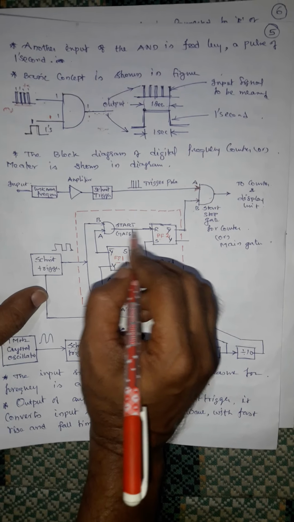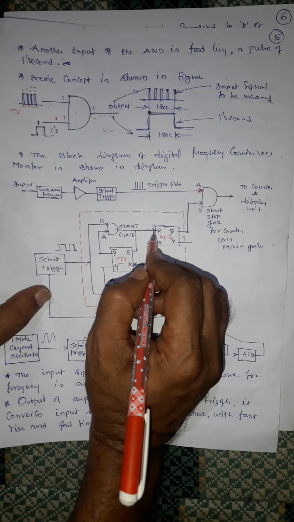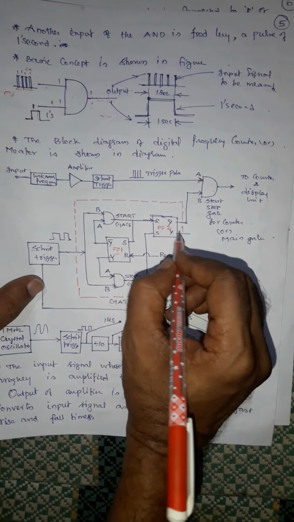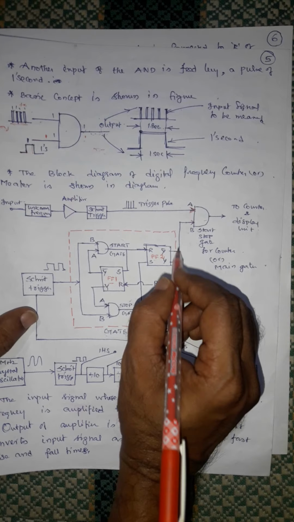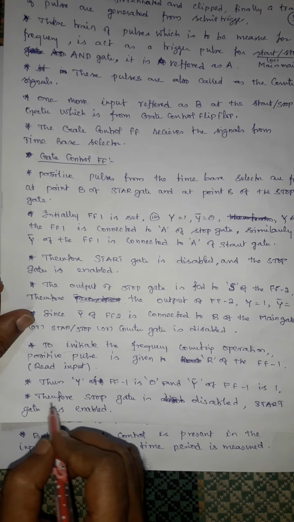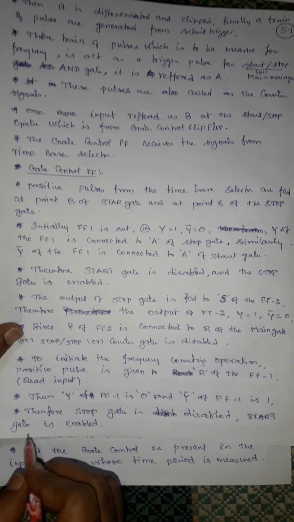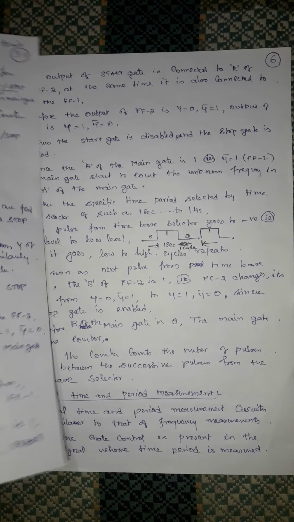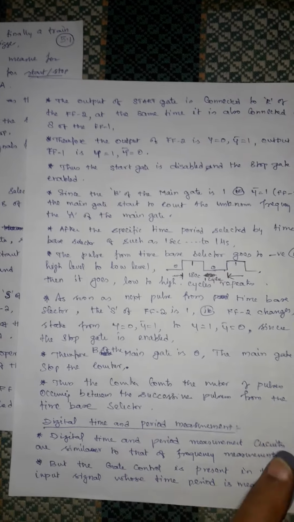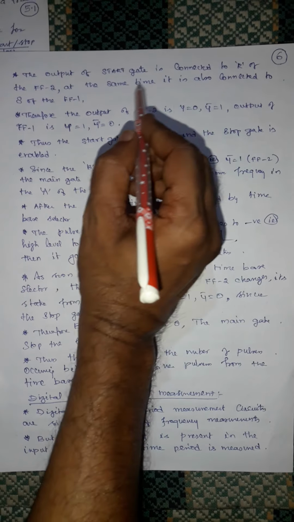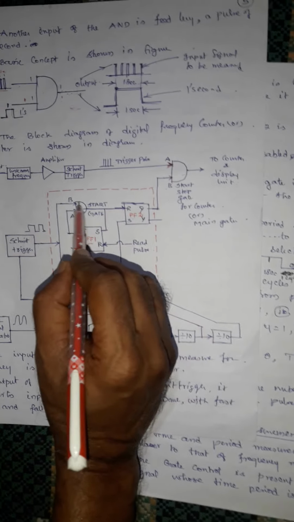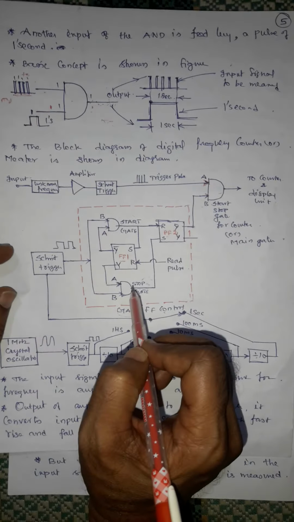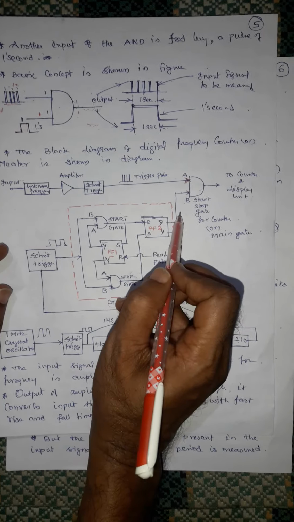Okay, start gate is enabled. The output of the start gate is given to r, that is, reset. Therefore y equal to 0, y bar equal to 1. Now start is initiated, therefore the stop gate is disabled and the start gate is enabled. The output of the start gate is connected to r of the f of 2. At the same time, it is also connected to s of the f of 1. So once the start gate is enabled and the stop gate is disabled, this starts counting.